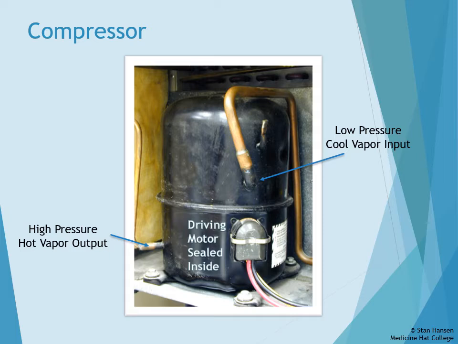The condensing unit itself also consists of two primary components, the first one being the compressor. The compressor is hermetically sealed and has a driving motor inside it, and it compresses the refrigerant. The input to the compressor is cool, low-pressure vapor, and then it condenses it into a hot, high-pressure vapor on the other side.